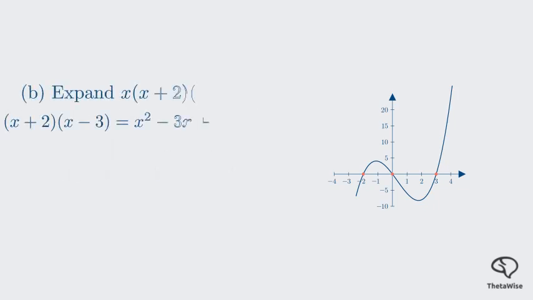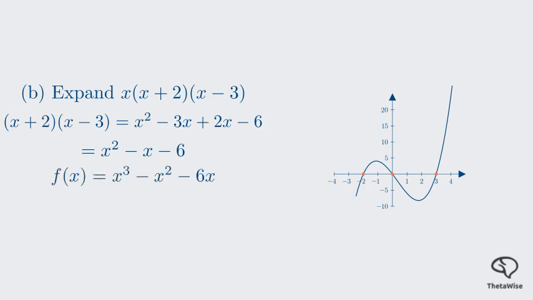Next, for part B, we expand and simplify the expression. First, multiply the brackets. This simplifies to x squared minus x minus 6. Now multiply by the remaining x to get the final answer. x cubed minus x squared minus 6x.